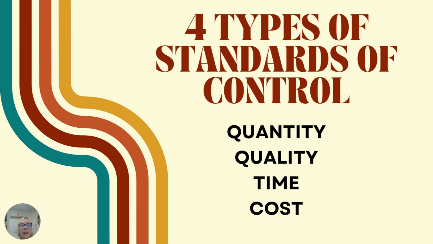How many things are you going to put out? The quality standard: are they perfect with no errors? How long is it going to take you to get it done? That's the time standard. And how much is it going to cost you? Are you going to make a profit, or are you going to go into the red and not make any money? So you have to balance all 4 of those in order to be successful.